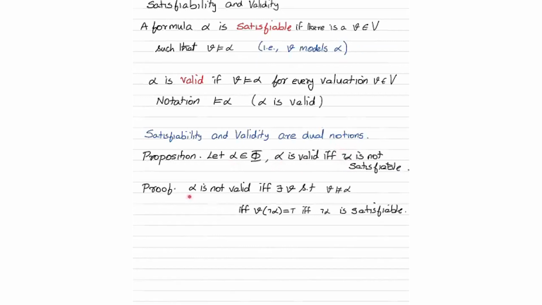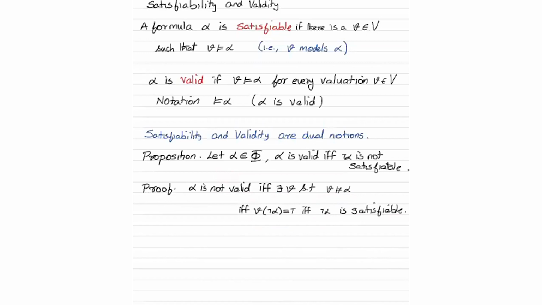Suppose alpha is not valid. Then by definition, what does it mean? It means that there is some valuation V where alpha does not hold. Because alpha does not hold, that implies that V satisfies not alpha, and that means that not alpha is satisfiable. I just explained one direction of the proof, but with the same argument you can simply reverse it.